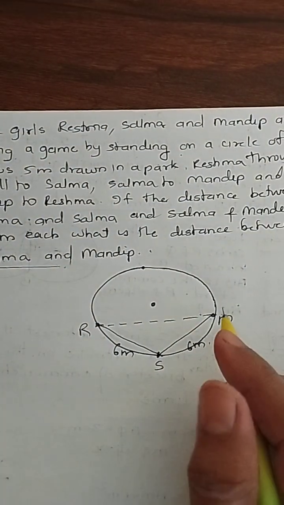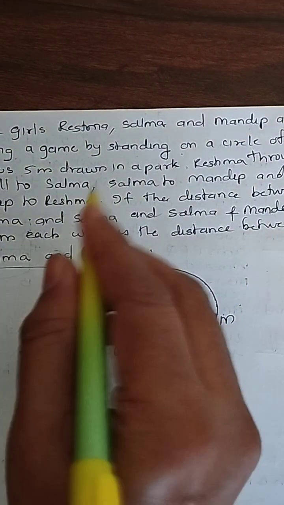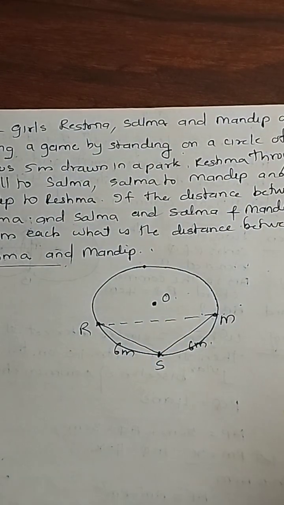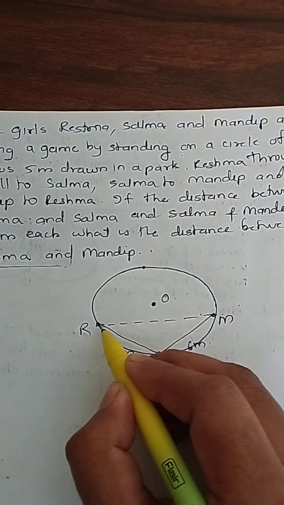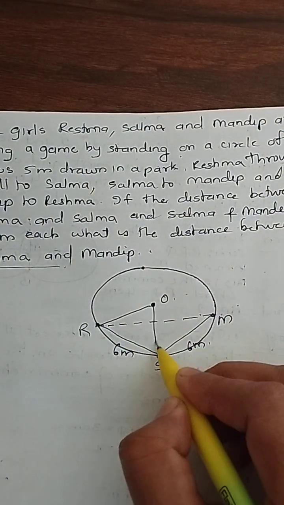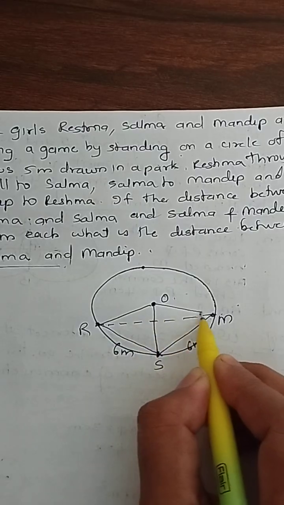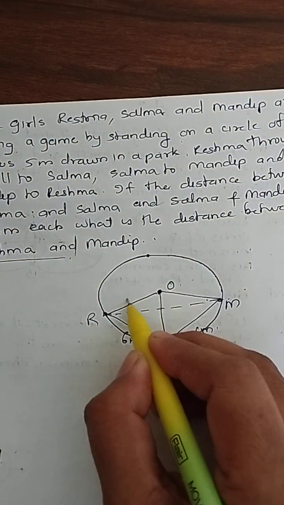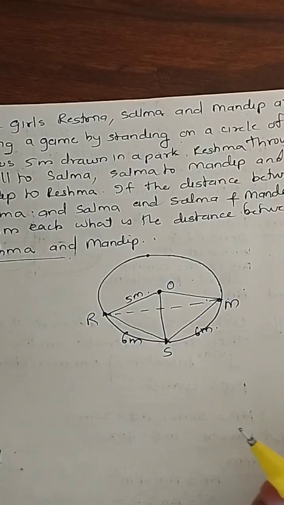Okay, so let's name this center as O, because they're standing on a circle, which means the circle should have a center O. OR is the radius, OS is the radius, and OM also is the radius, isn't it? So the radius is 5 meters.